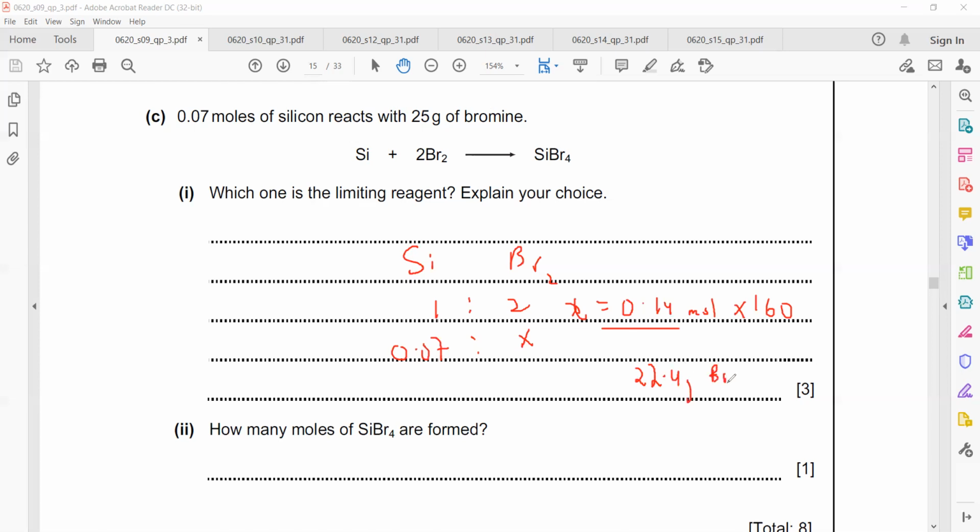That is what we need for a complete reaction. But how much do we have? 25. So we have more than what we need. So it means bromine is in excess, or we can also say silicon is the limiting reagent. This is one way of solving this question, as you asked. Using the moles of silicon, I got the moles of bromine which I need. And using the moles of bromine, I get the mass of bromine which I need. 22.4 gram of bromine is what we need, but we have more than what we need. That's why bromine is in excess, so silicon will be the limiting reagent.